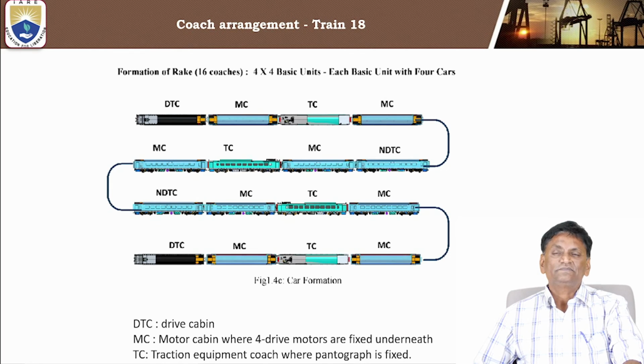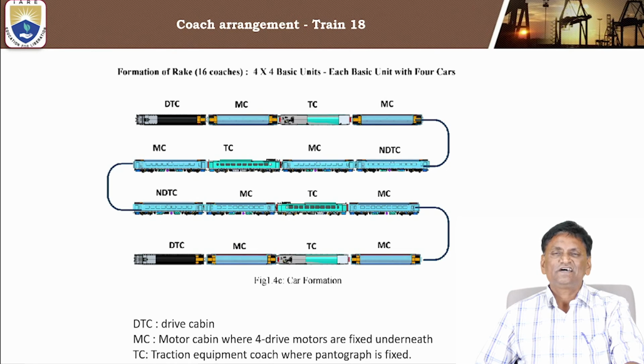But that does not mean this coach is fully occupied with this equipment. It is mounted on the rooftop. Below, as usual, passengers will be sitting. They won't know what is happening on the rooftop. Only the top portion is used for pantograph, transformer, and some other equipment will be beneath the seats of the passengers. Passengers won't be knowing at all. Then once again the motor coach. So these 4 make a full complete train.